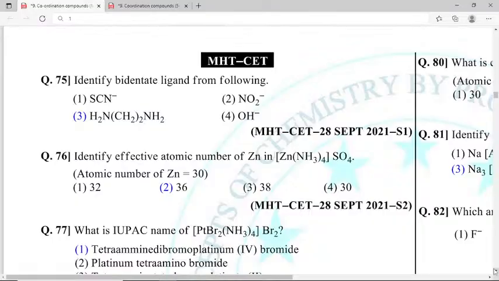Identify the bidentate ligand from the following. So the bidentate ligand is ethylenediamine. This is en, ethylenediamine, and the remaining are monodentate and anionic ligands.